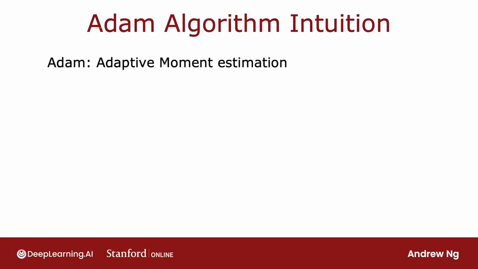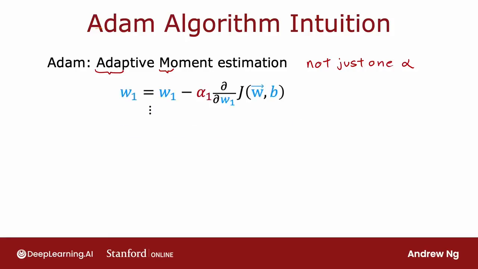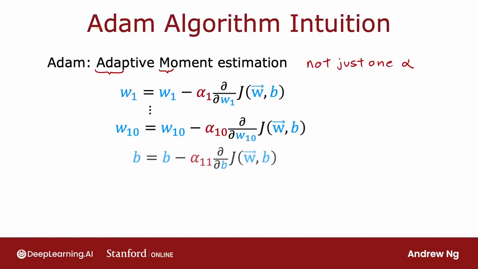Adam stands for Adaptive Moment Estimation, or ADAM. And don't worry too much about what this name means. It's just what the authors had called this algorithm. But interestingly, the Adam algorithm doesn't use a single global learning rate alpha. It uses a different learning rate for every single parameter of your model. So if you have parameters W1 through W10 as well as B, then it actually has 11 learning rate parameters, alpha 1, alpha 2, all the way through alpha 10 for W1 through W10, as well as, I'll call it, alpha 11 for the parameter B.